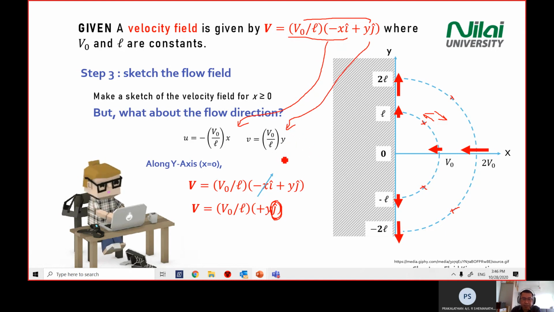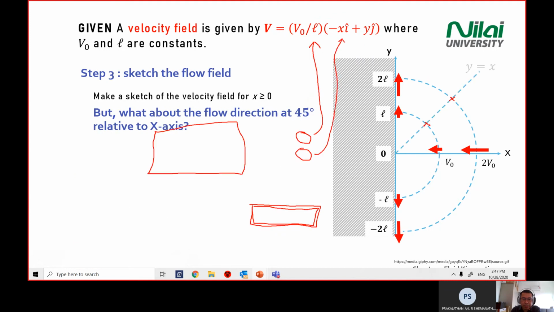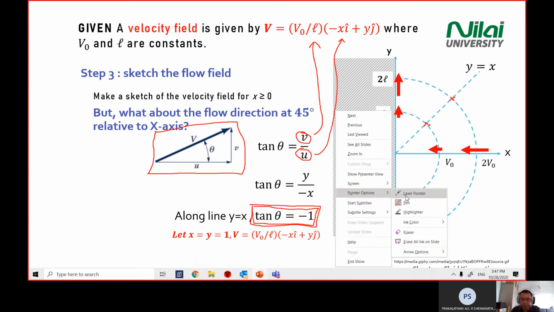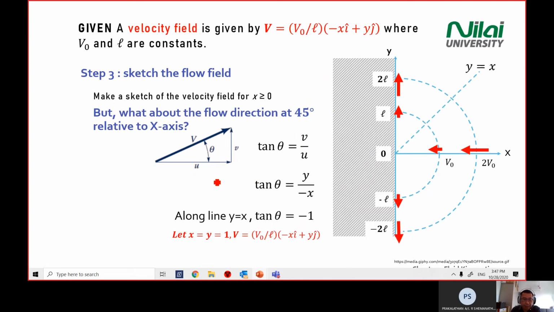This is what we explained just now, how we get our u and v. So you do the calculation for tangent, right? Then you'll get -1 here, right? And then after that, you substitute.